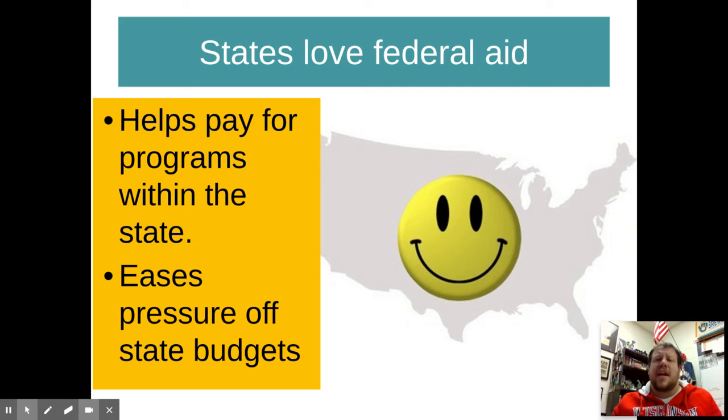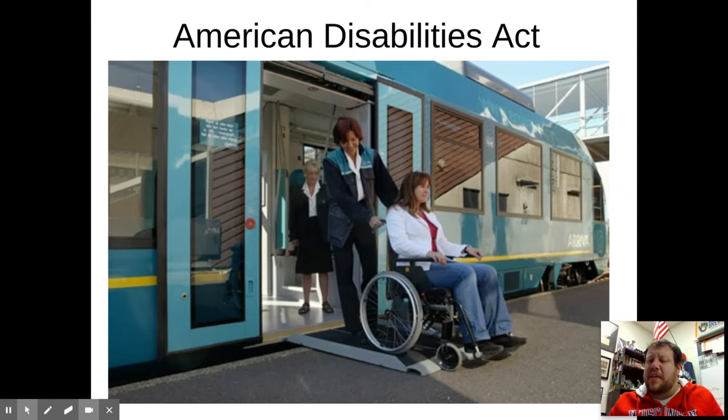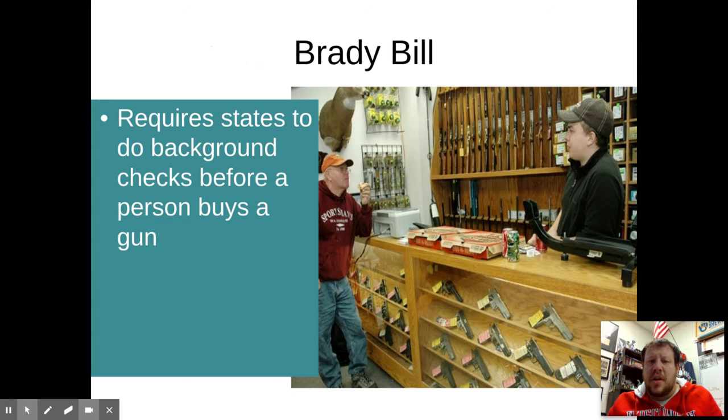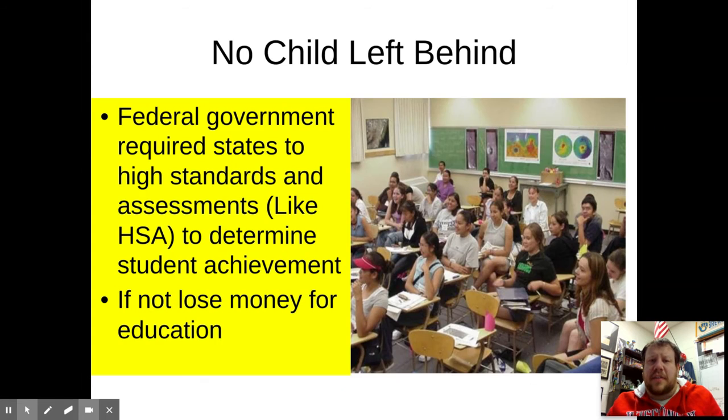Things like the ADA, the Americans with Disabilities Act: you have to make sure buildings are handicap accessible, and that includes not only federal buildings, but also state and local buildings. The Clean Water and Air Act is a national thing, but is helped at the state level by the DNR. They help enforce all this. The Brady Bill required background checks, and that also requires states to make sure people are doing that. These are all different examples of these mandates.